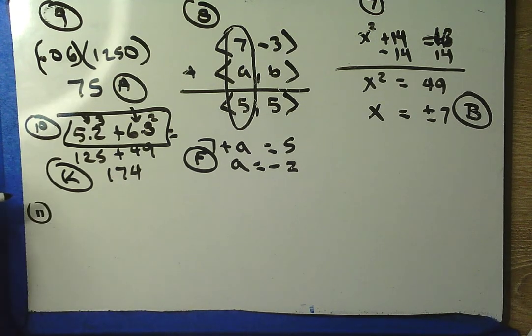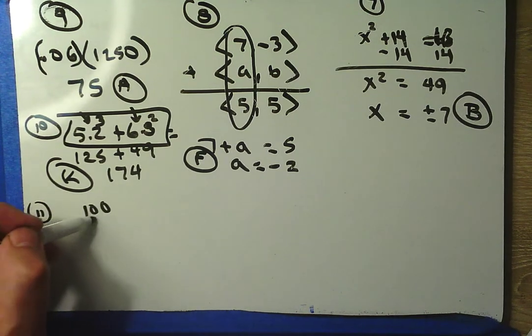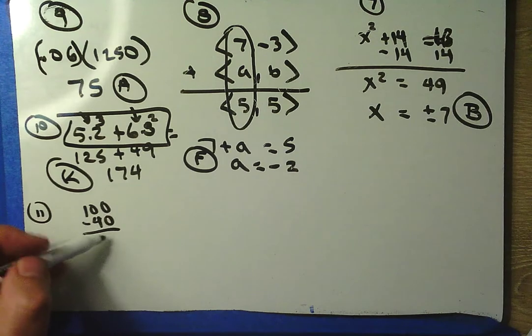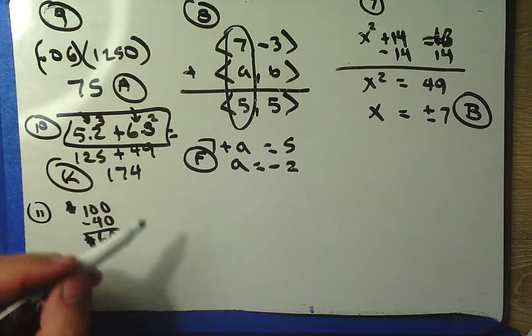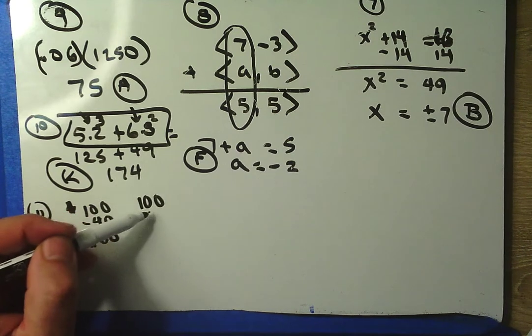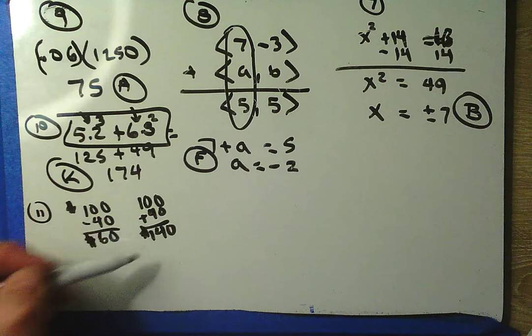Lexi uses her debit card to make a purchase totaling $40. When she records the debit in her checkbook register, she accidentally adds $40 to her balance rather than subtracting it. Uh-oh. So let's imagine she had $100 in her account and she was supposed to subtract 40 to say that she now has $60 in her account. But what did she do? She added 40. So she thinks she has $140.